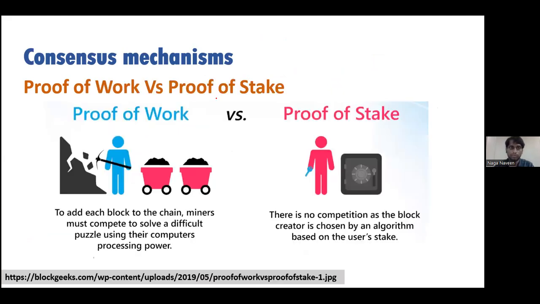Now, let us see the next thing. Let us compare proof of work and proof of stake. First of all, to add each block to the chain, miners must compete to solve a difficult puzzle using their computer's processing power. Whereas in proof of stake, there is no competition as the block creator is chosen by an algorithm based on the user's stake.